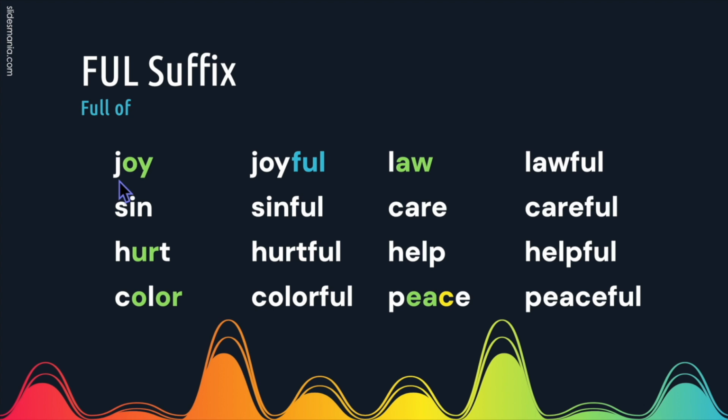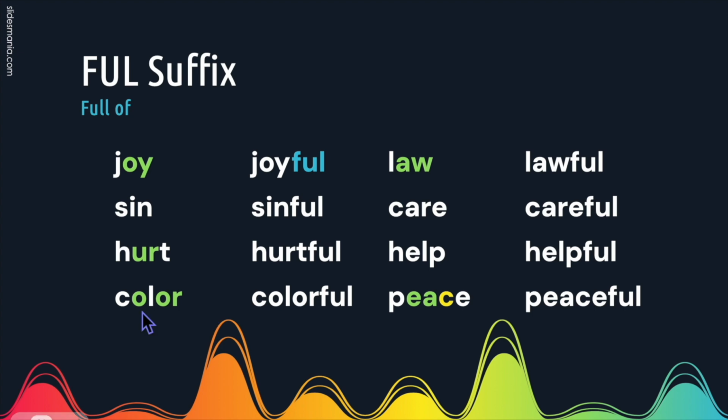Full, with one L, is the suffix that means full of. OY says oi. So here is joy, joyful. Joyful means full of joy. AW says aw, law, lawful. Sin, sinful. Care, careful. UR says ur, hurt, hurtful. Help, helpful. Somebody who is helpful helps a lot.